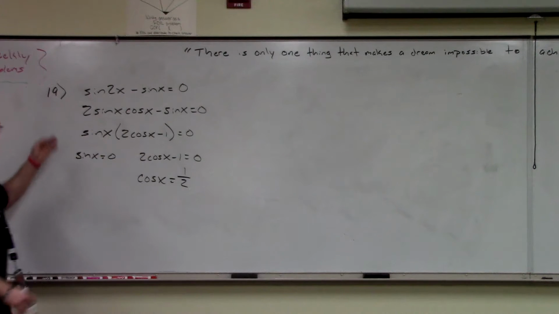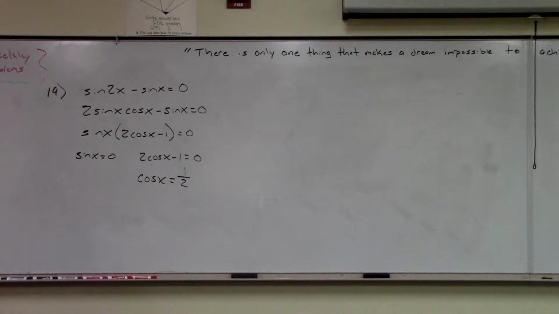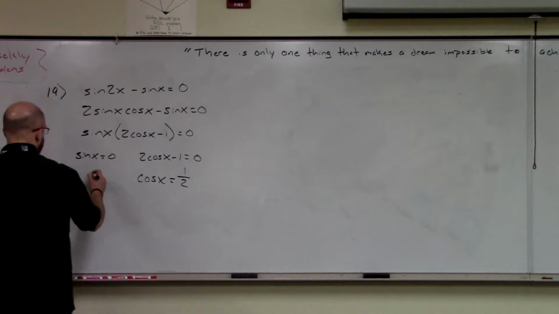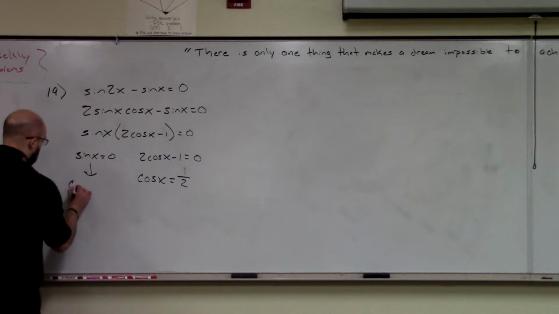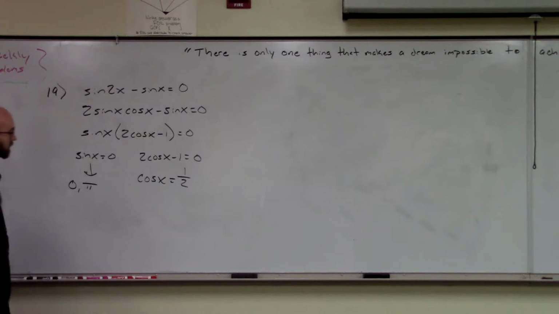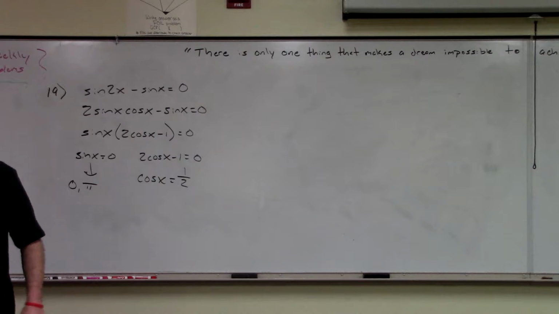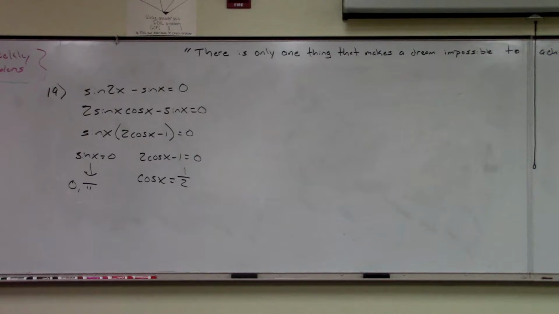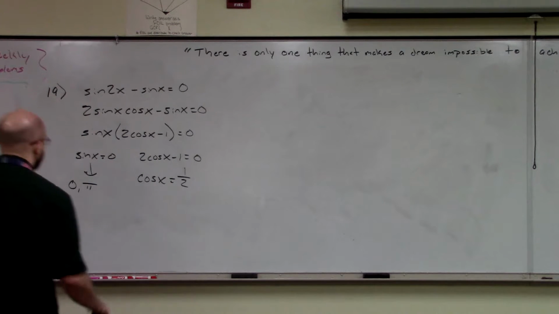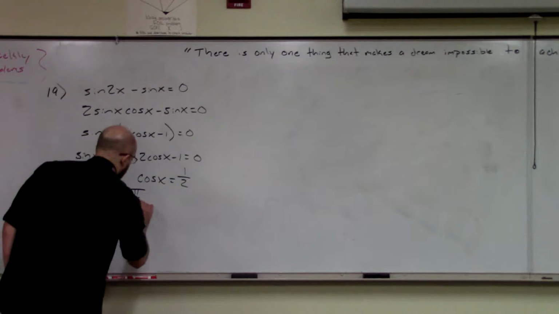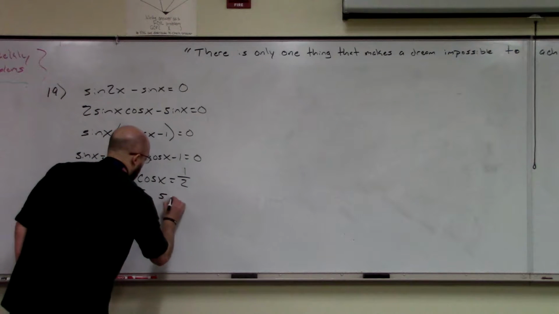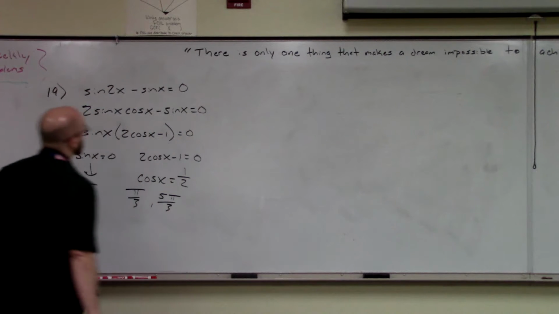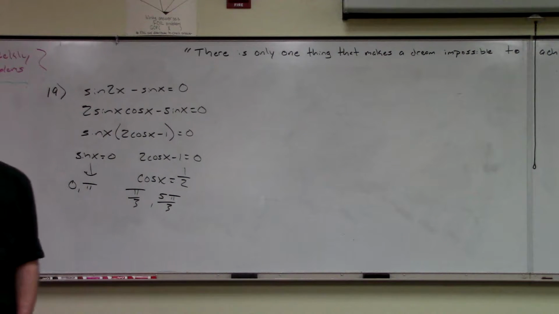So, when on the unit circle, is that true, between the interval from 0 to 2 pi? Sine is your y-coordinate. It equals 0. So our answers for this one, 0 and pi. Our answers for cosine equals 1/2, pi over 3 and 5 pi over 3. And those are our answers for that type of problem. Okay, so that one's pretty straightforward.